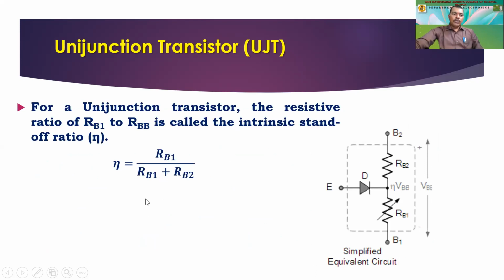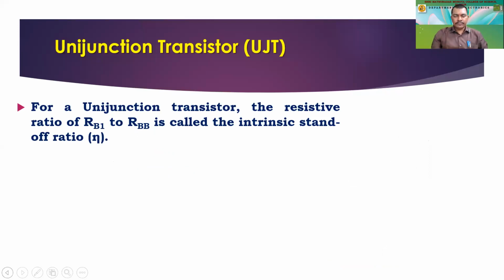I am repeating it for you. For a unijunction transistor, the resistive ratio of RB1 to RBB is called the intrinsic standoff ratio, and the symbol or nomenclature is eta. So eta is equal to RB1 by RB1 plus RB2, right? This is the ratio of this potential divider. The resistance across which we expect the output voltage, that is RB1, is taken in the numerator, and in the denominator we have the addition of both resistances, RB1 plus RB2.